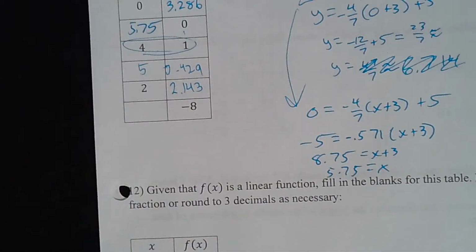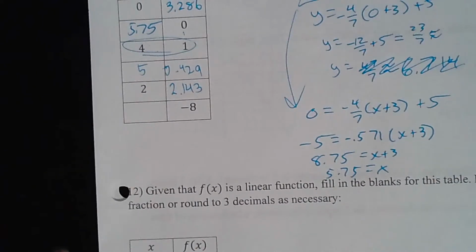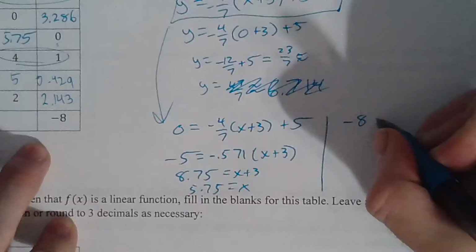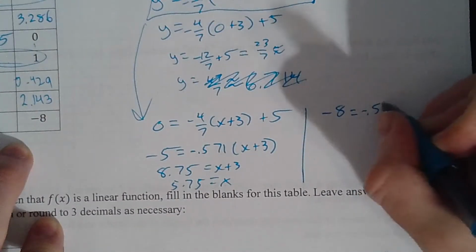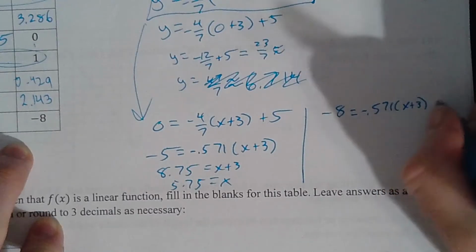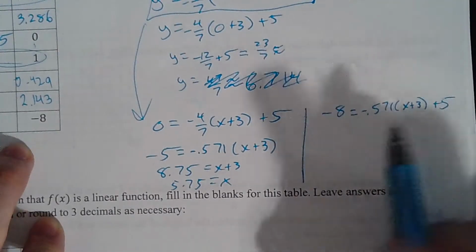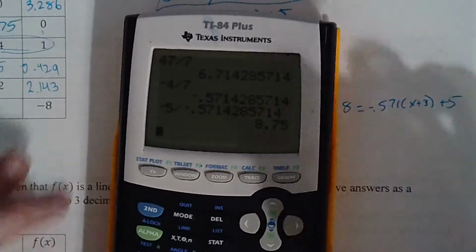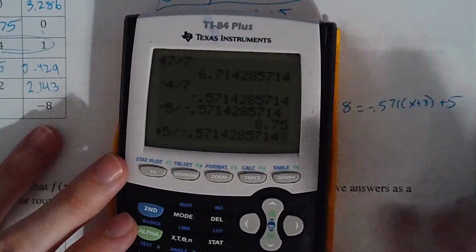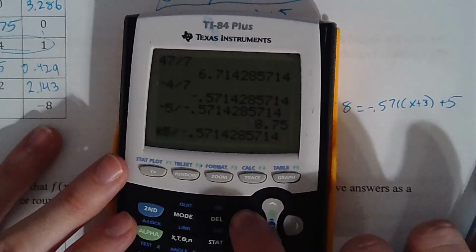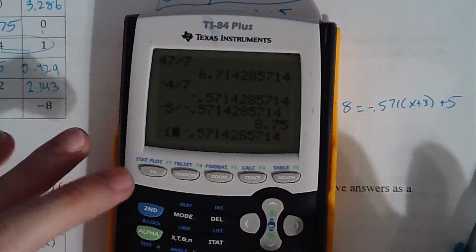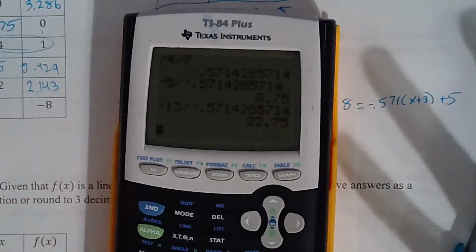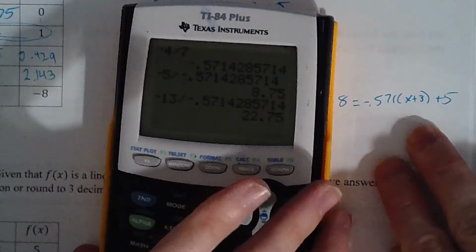Okay, same thing with this -8. I plug in -8 for y here, so -8 equals -0.571 x plus 3 plus 5. So what am I going to do? I'm going to subtract. I get -13 here divided by that, so another cool trick in the calculator. Highlight this. Replace this 5 with a 1. And now insert a 3 to get my -13 over. That's much faster.